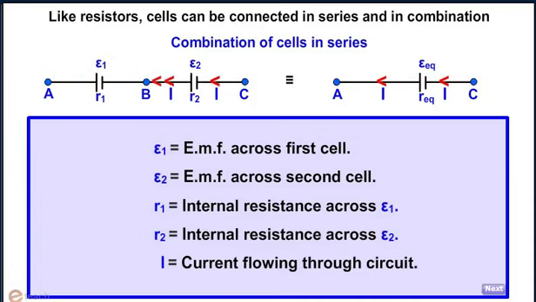Epsilon 1 equals the EMF of the first cell. Epsilon 2 equals the EMF of the second cell. R1 equals the internal resistance of epsilon 1. R2 equals the internal resistance of epsilon 2. I equals the current flowing through the circuit.